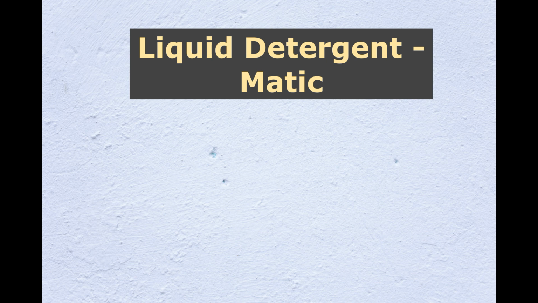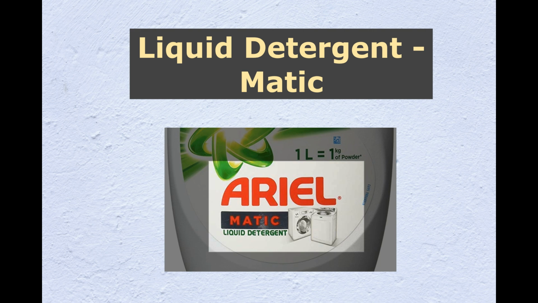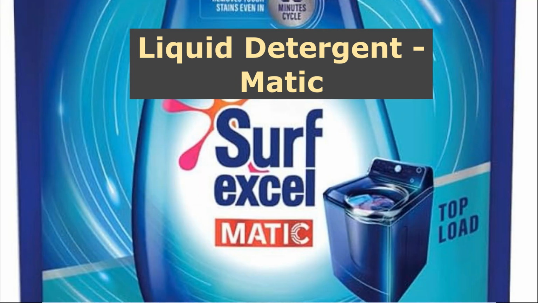Finally, let us discuss what the term matic means in liquid detergent. Matic liquid detergent means that the liquid detergent is completely suitable for fully automatic washing machines. That means in washing machines, proper dispensing of liquid detergent is possible only if the liquid detergent has the correct thickness and consistency. And one more thing, the liquid detergent should not corrode the metal parts of the washing machine. So these are some of the requirements for a liquid detergent to be matic.